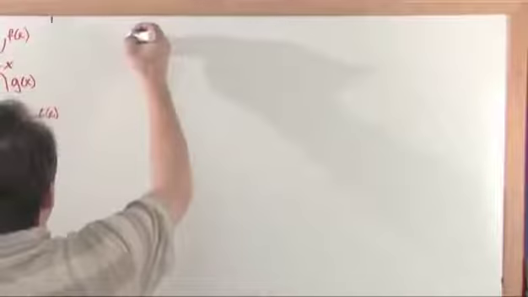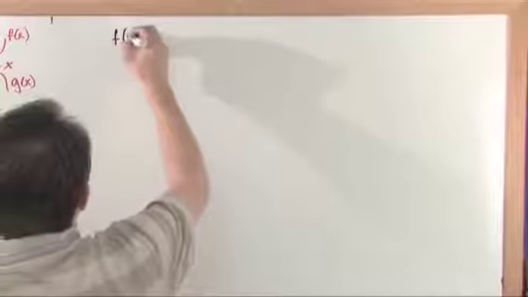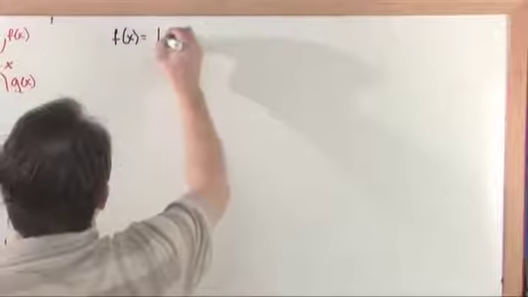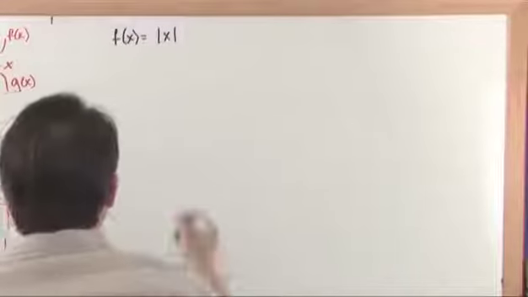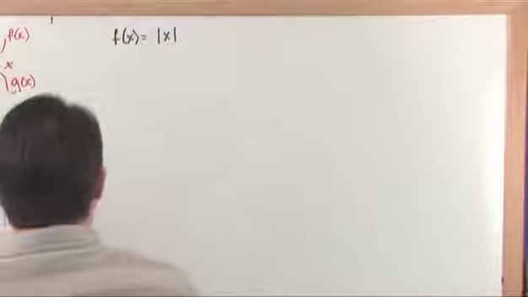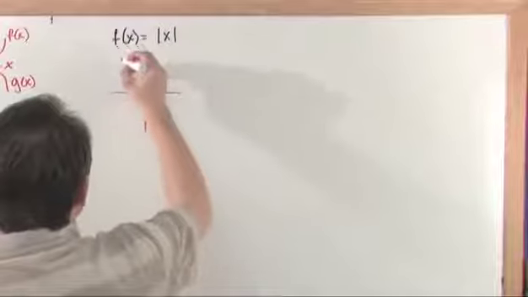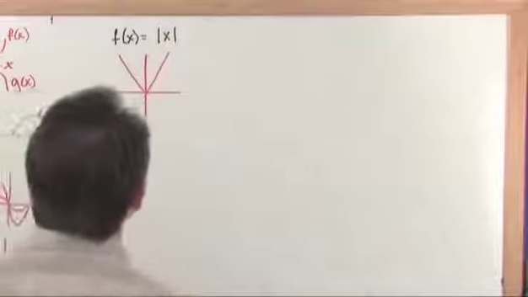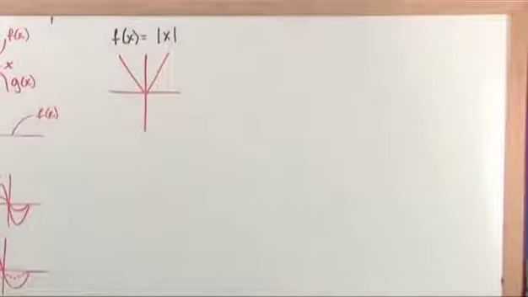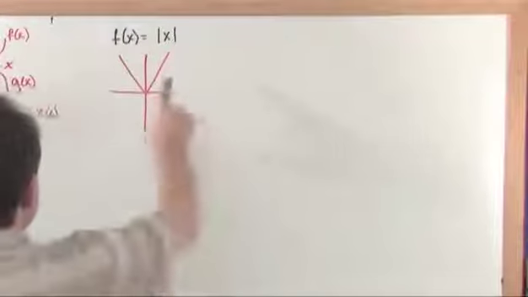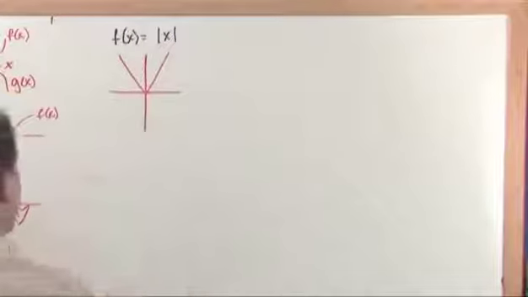Let's sketch the graph of the following. f of x is equal to absolute value of x. We've already talked about that before several times. So the graph of that function looks like this. That's pretty much what it looks like, because every number you put in here for negative makes it positive.